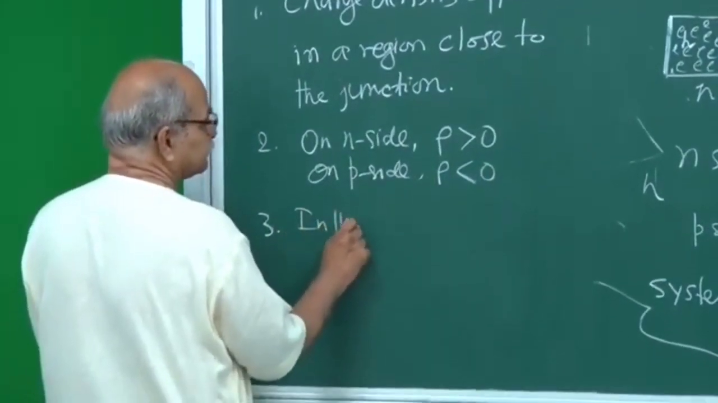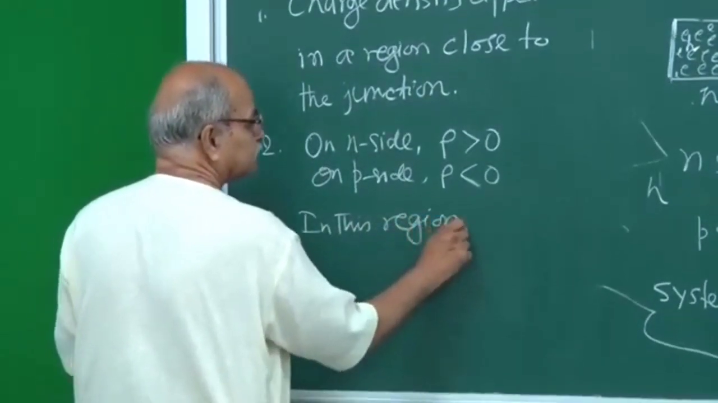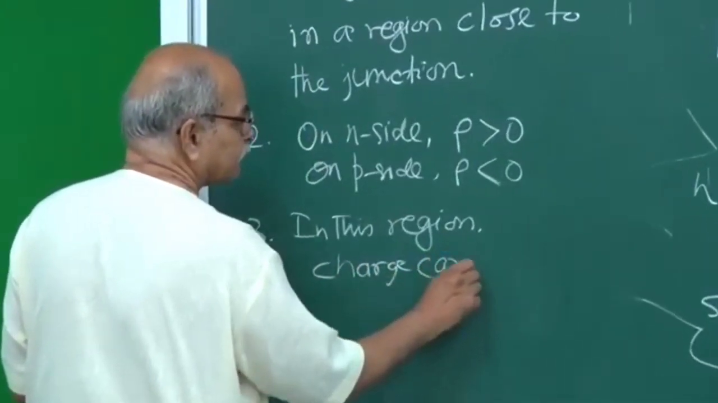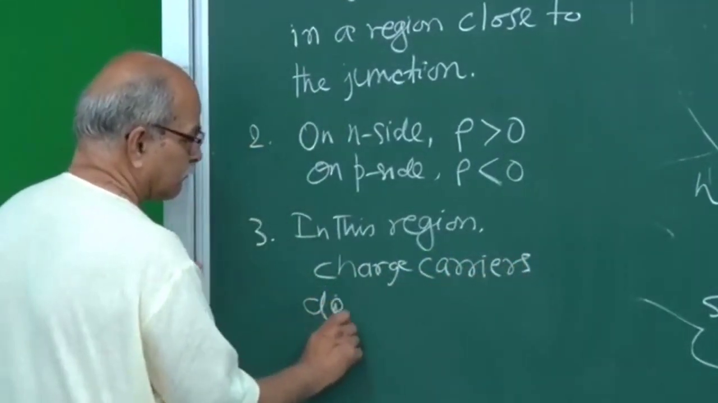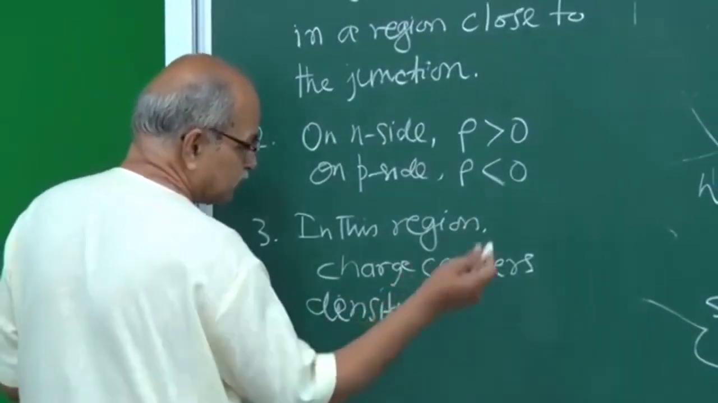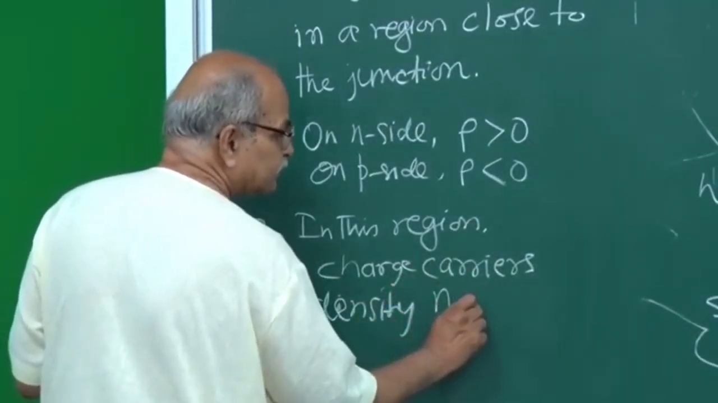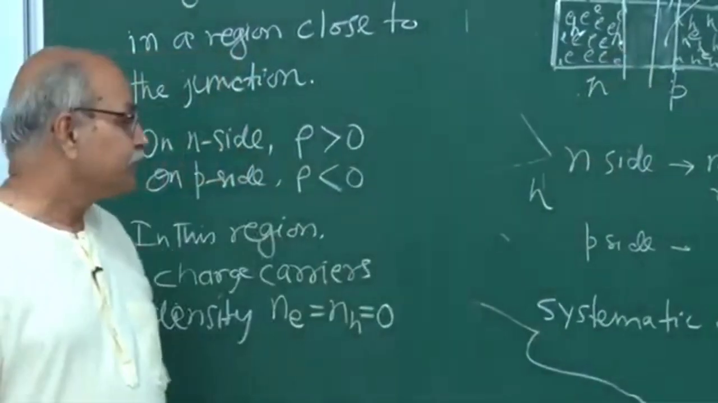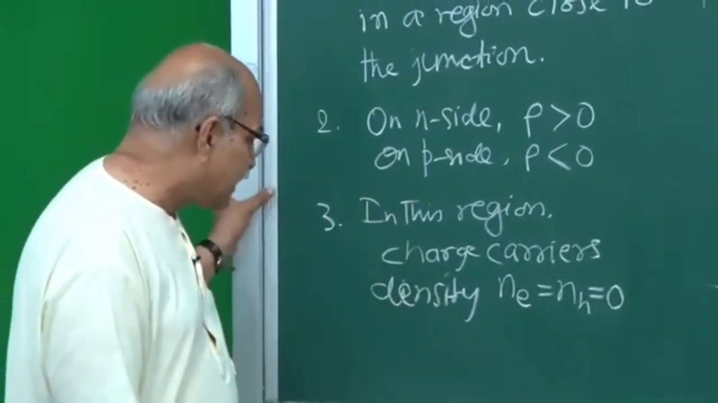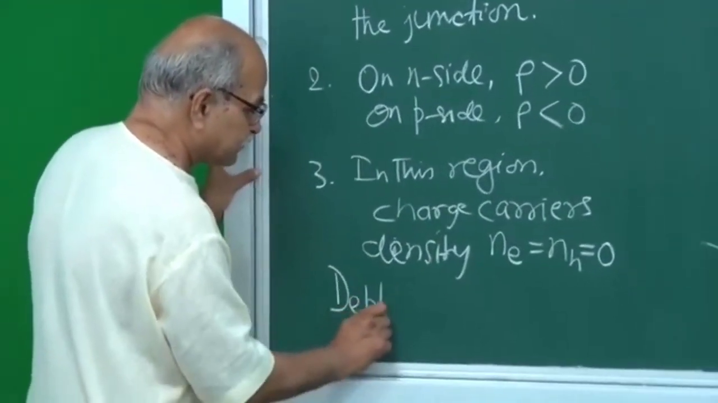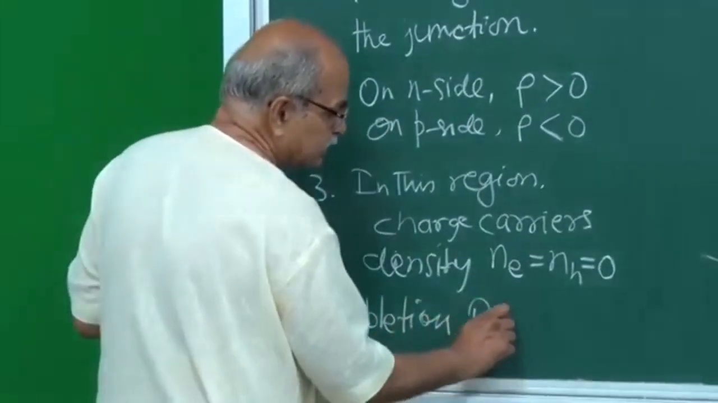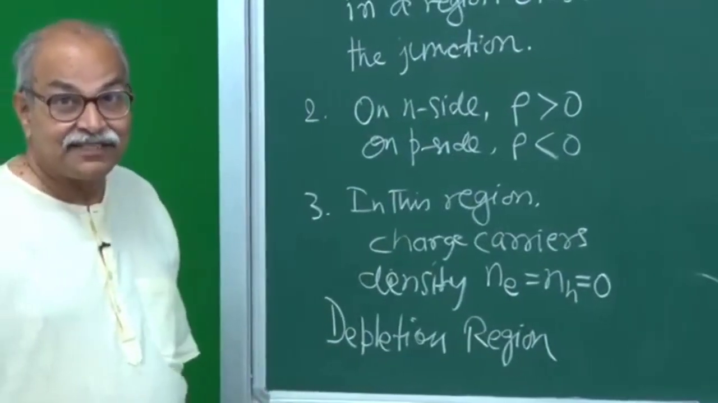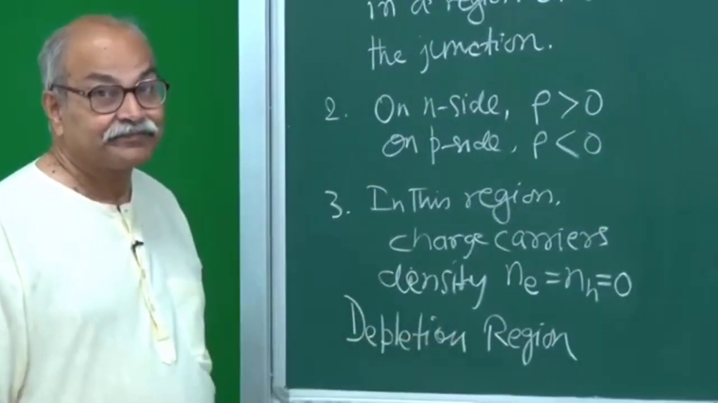Another interesting thing is that in this region, there are no charge carriers. So the charge carrier density, Ne and Nh, is almost 0 for all practical purposes, only in this region. This particular region is known as the depletion region. This is the region which is depleted of charge carriers. It doesn't have charge carriers. That is why it is known as the depletion region.